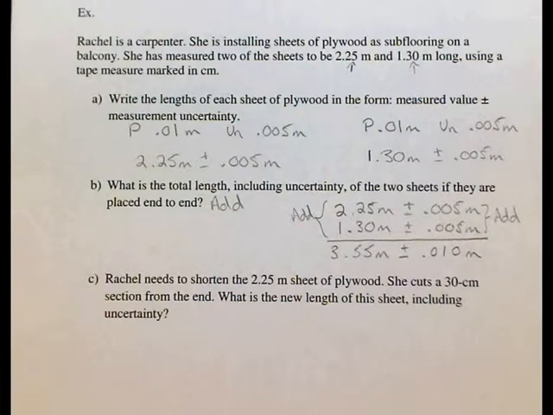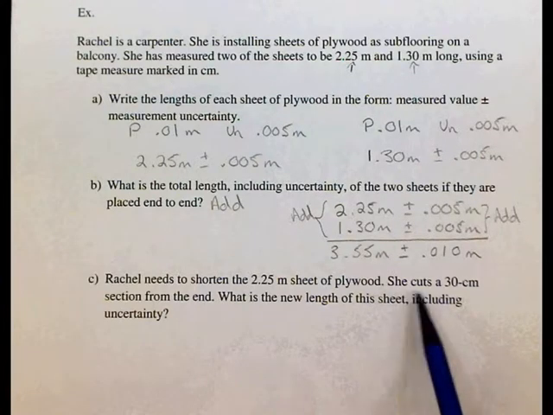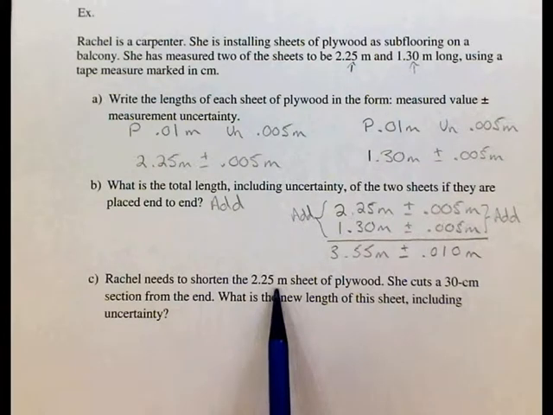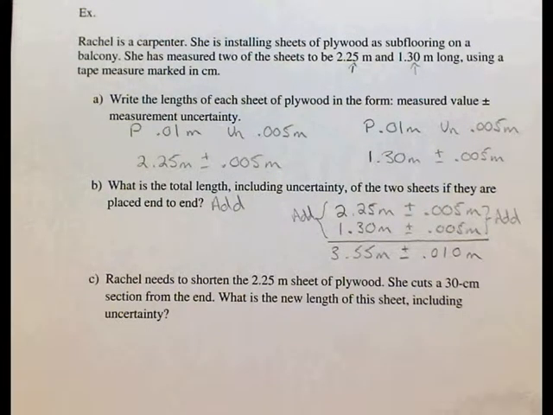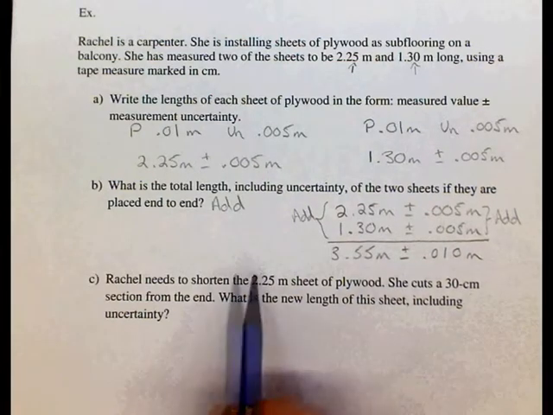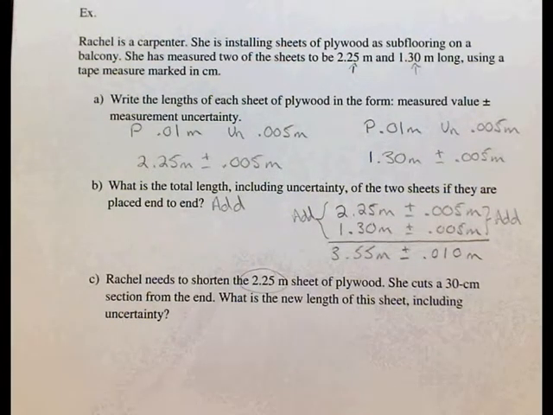Now let's look at example number 3. We're going to take the piece that's 2.25 meters long and we're going to cut off 30 centimeters. So right away, I've got an issue. I've got meters with one measurement and centimeters for the second. We're going to have to get these into the same unit. So we have the option. Do we want to convert meters into centimeters or centimeters into meters? It really doesn't matter. Let's convert this piece.